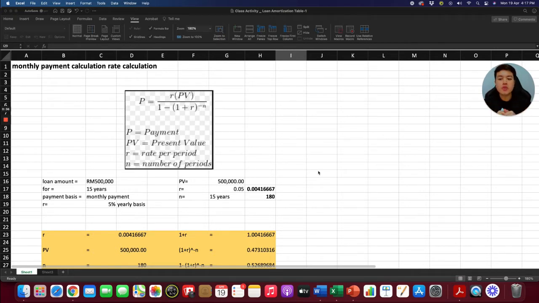So for today's lecture, what we are going to do is basically something practical. It is called loan amortization table. So let me type it in.